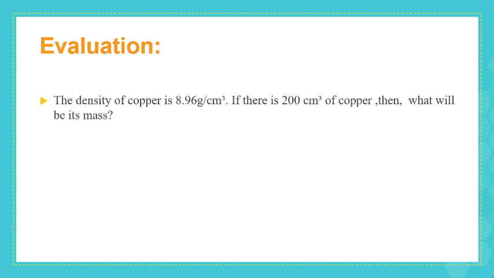Evaluation time. The density of copper is 8.96 gram per centimeter cube. If there is 200 centimeter cube of copper, then what will be its mass?